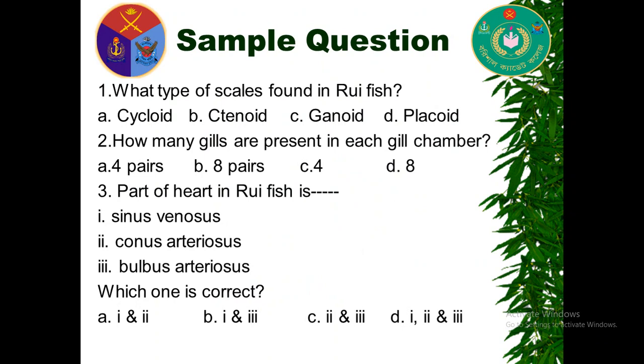First question, what type of scales are found in rui fish? Cycloid, ctenoid, ganoid, placoid. Number 2, how many gills are present in each gill chamber? 4 pairs, 8 pairs, 4, 8. Number 3, parts of the heart in rui fish are: 1, sinus venosus, 2, conus arteriosus, 3, bulbus arteriosus. Which one is correct? 1 and 2, 1 and 3, 2 and 3, 1, 2 and 3.